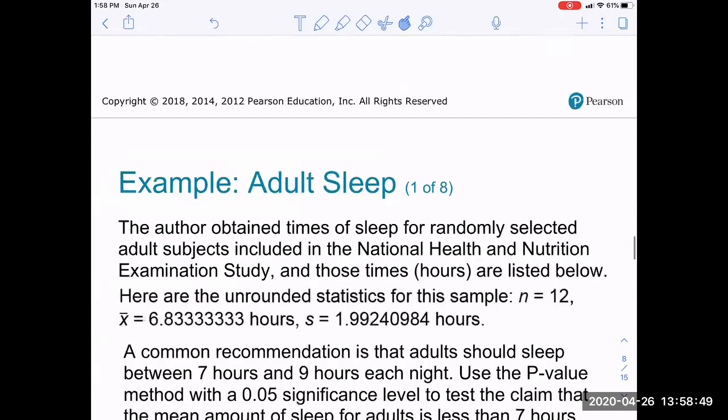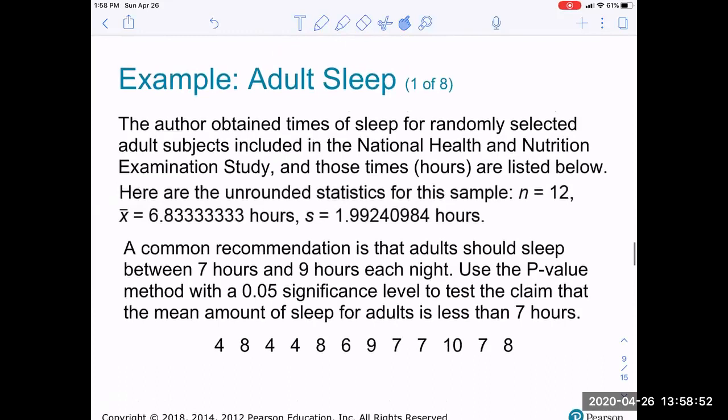Okay, let's just get to our problem. And let's do some rounding here. How about, I'll go S is 1.99, that's fine. I'll go X bar is 6.83. Now, what do we got going? Adults should sleep between 7 and 9. We're going to use a test statistic, the critical value method, to test the claim that the mean amount of sleep for adults is less than 7 hours.